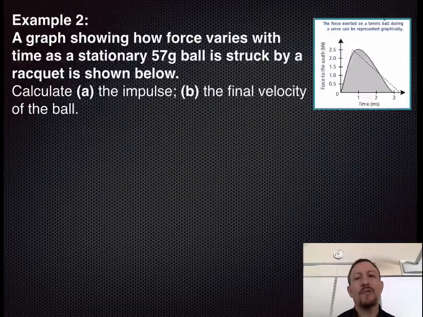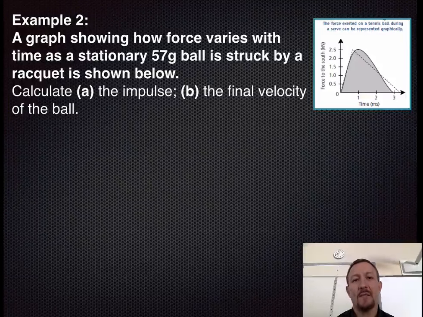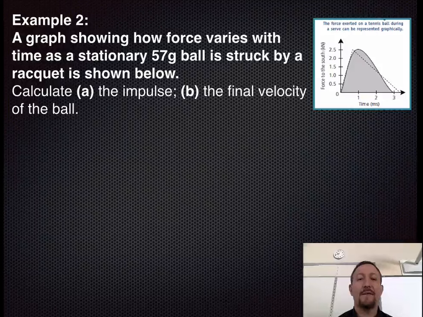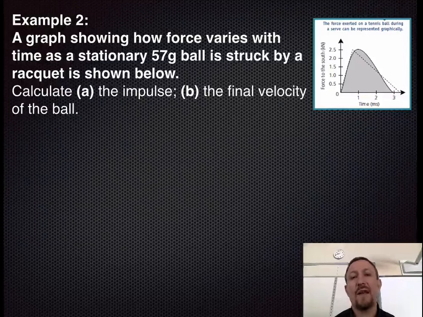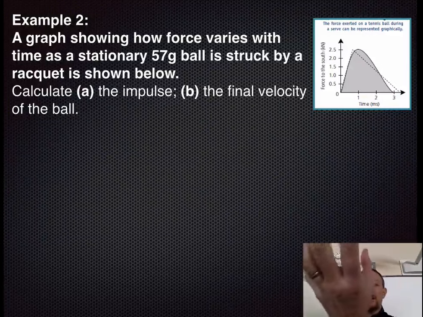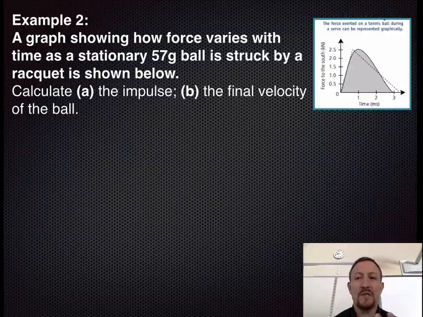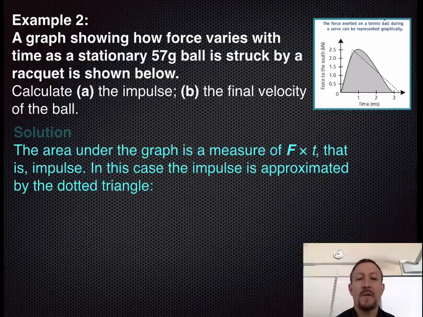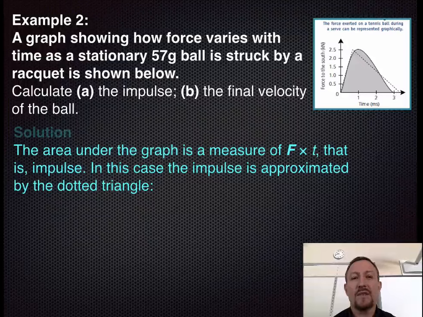Cool. All right, well, let's try this one where we're going to be looking at a graphical situation where we're going to be working out the impulse and then the final velocity for a 57-gram ball which was struck by a racket, noting that the 57-gram ball was initially stationary. So basically we've got the ball, it's stationary, and then we hit the racket and we see what's going on. So area under the graph will give us the impulse.